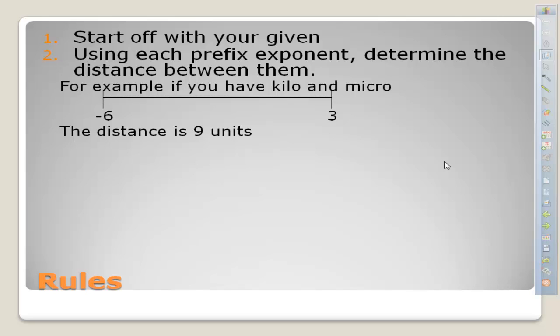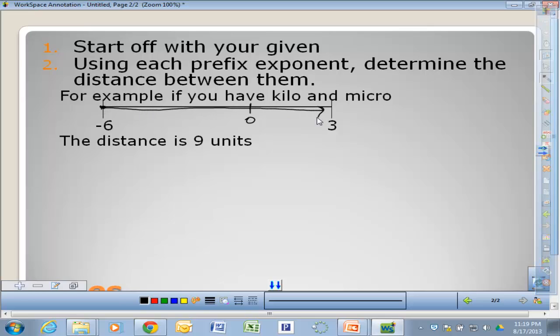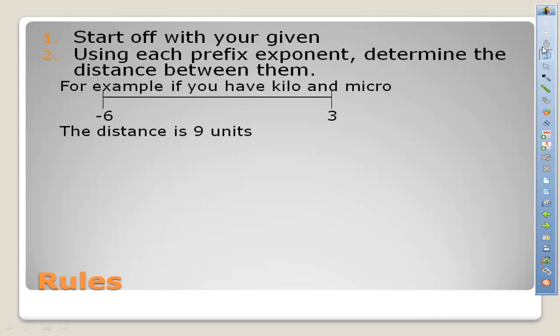So when I look here, micro is 10 to the negative sixth. Kilo is 10 to the third. If you think about this, you'd have 0 located right in there. So going all the way from here and traveling all the way over to the 3, there's a distance of 9 units. That's going to be important when we set up our factor label method or our dimensional analysis. So between a negative 6 and 3, or between micro and kilo, is going to be 9 units.